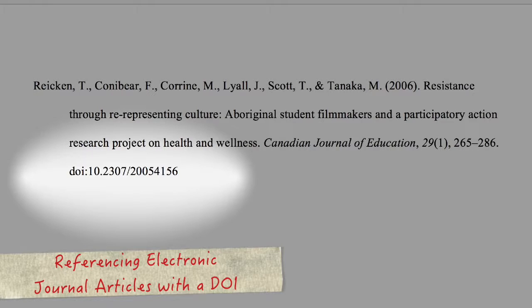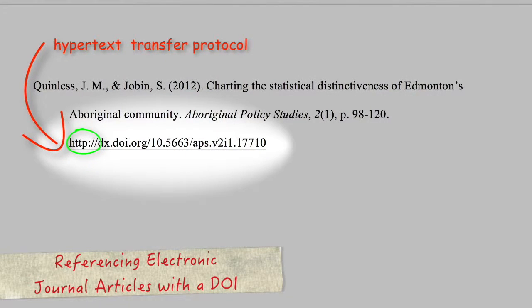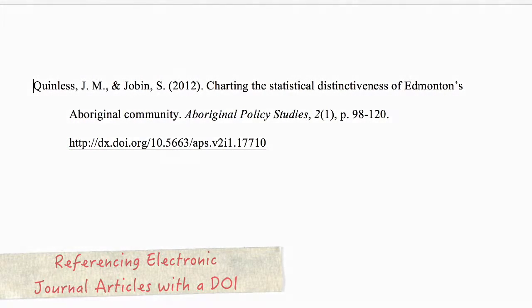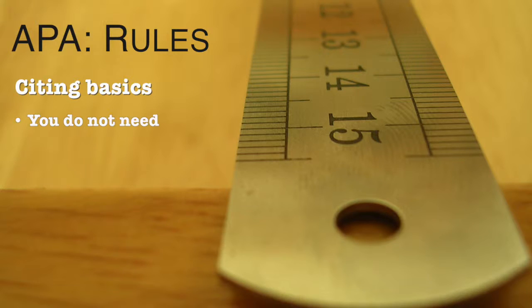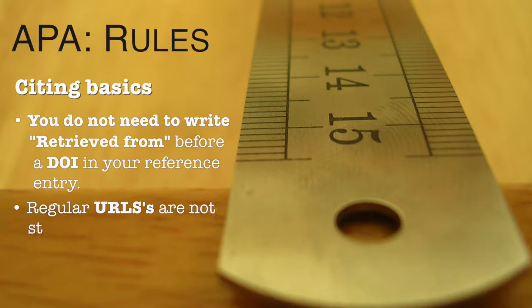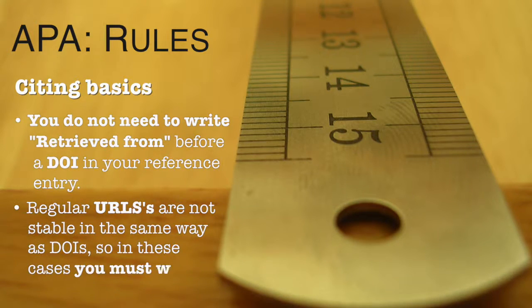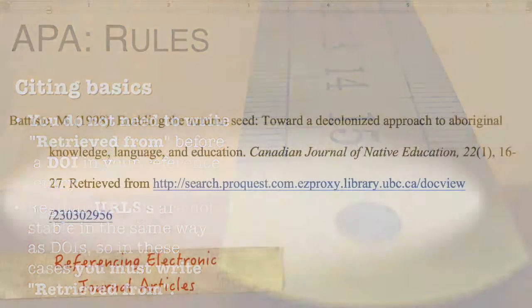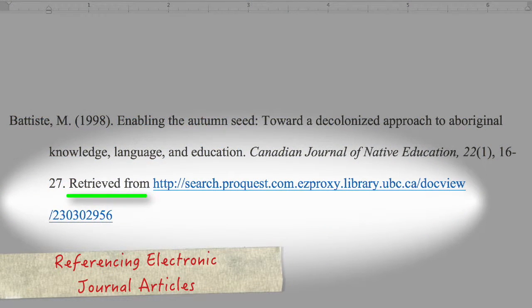Sometimes DOIs begin with http://, a hypertext transfer protocol. Note that you do not have to write the words "retrieved from" if the article has a DOI. If the journal article does not have a DOI assigned to it and you accessed it from the internet, then you must include the URL at the end after the page numbers and precede this with the words "retrieved from."